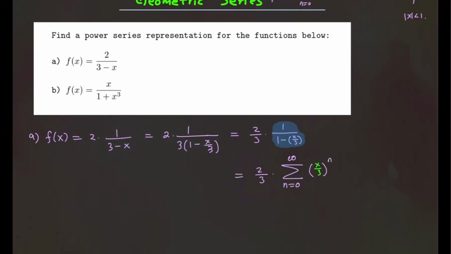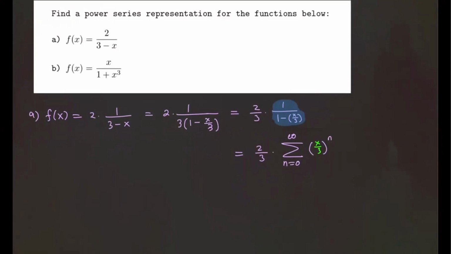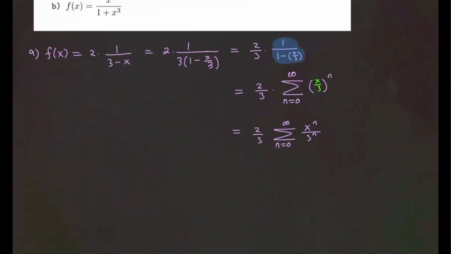So of course, this is centered at 0. Now let's simplify this so that it looks a bit nicer. So we have 2 over 3 times the sum from 0 to infinity. We have x to the n over 3 to the n by using the laws of exponents. And then here I can pull this coefficient inside the sum. So we have the sum starting from n equals 0 to infinity, and if I push that coefficient inside, I have 2 over 3 right here times x to the n over 3 to the n.